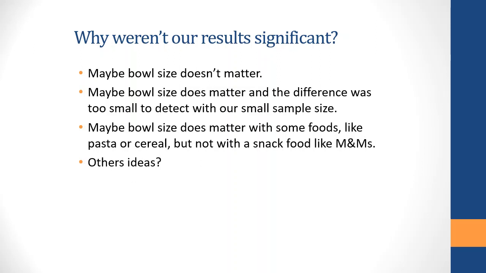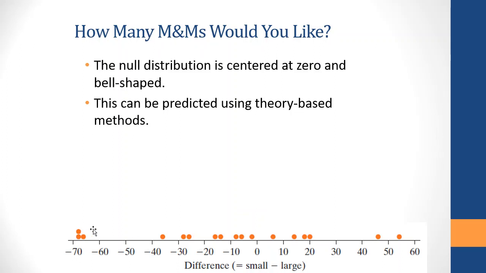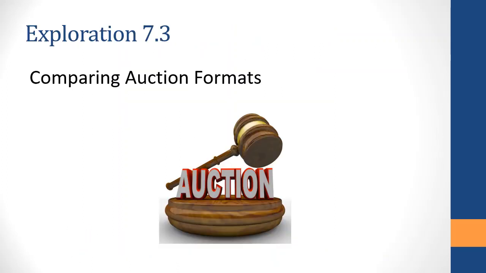All right. So that's kind of how you do a theory-based test. Essentially, it's the same as a test of one mean. You just look at the differences, and that's a single set of data, and you can do a one mean test on it. And the exploration that you should be doing next is comparing auction formats. So go ahead and get cracking on that.